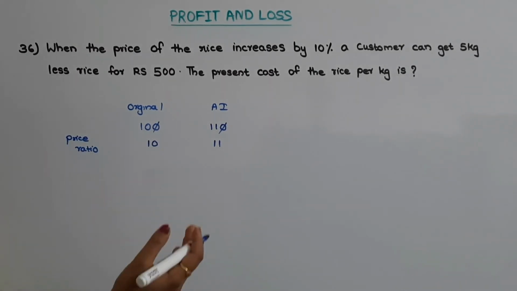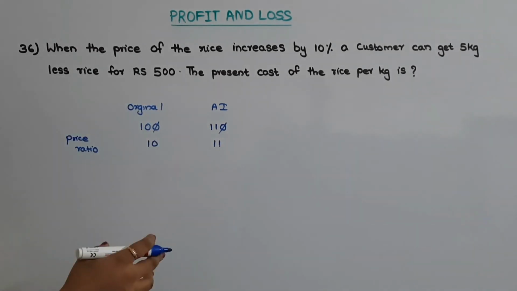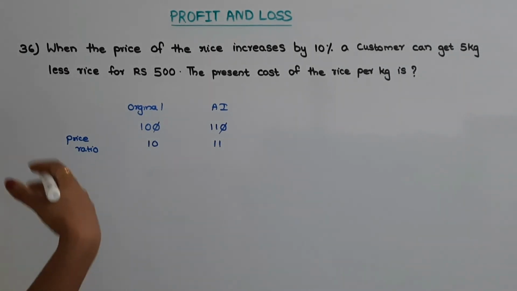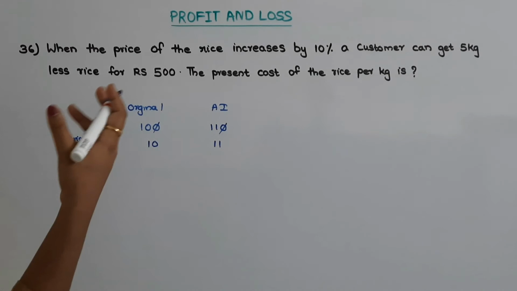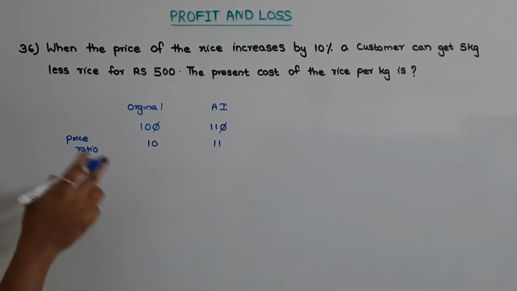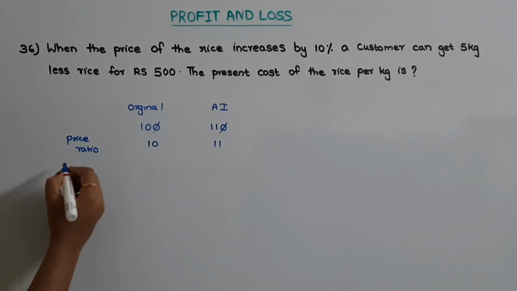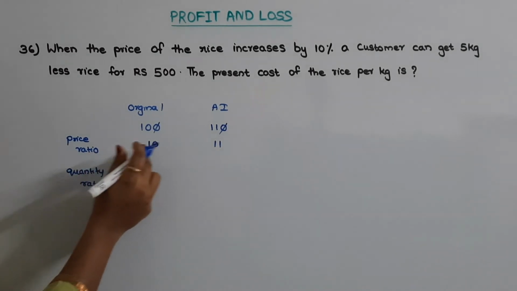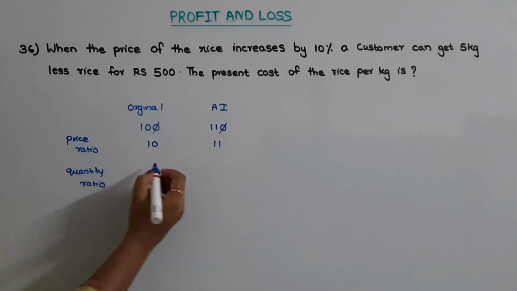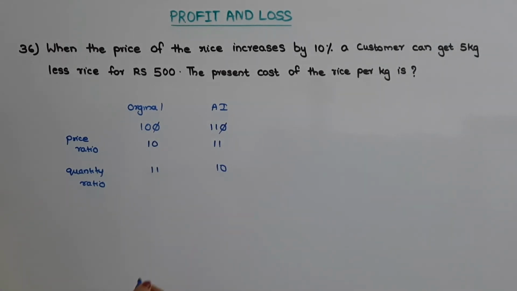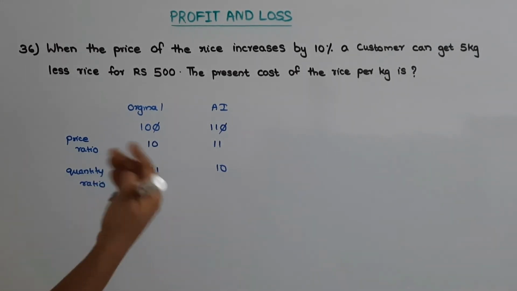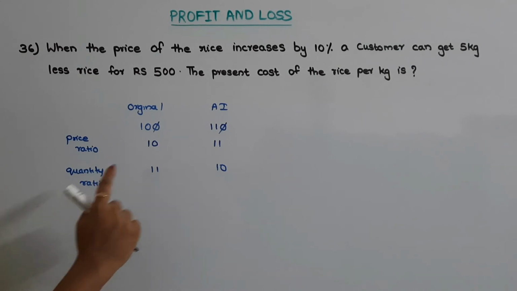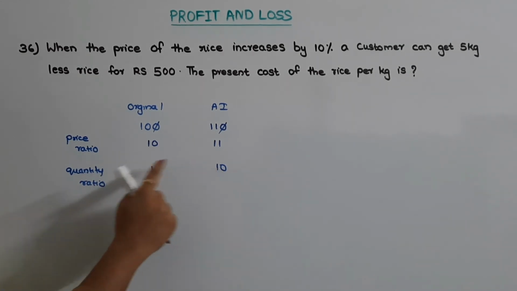So when the price of a product increases, the quantity of the product which a customer can buy for a particular money decreases. So when the price increases, the quantity which a customer can get decreases. Which means price ratio is inversely proportional to quantity ratio. If price ratio is 10 is to 11, then quantity ratio will be 11 is to 10. So the difference in the quantity which a customer can get between these two situations is given as 5 kg.